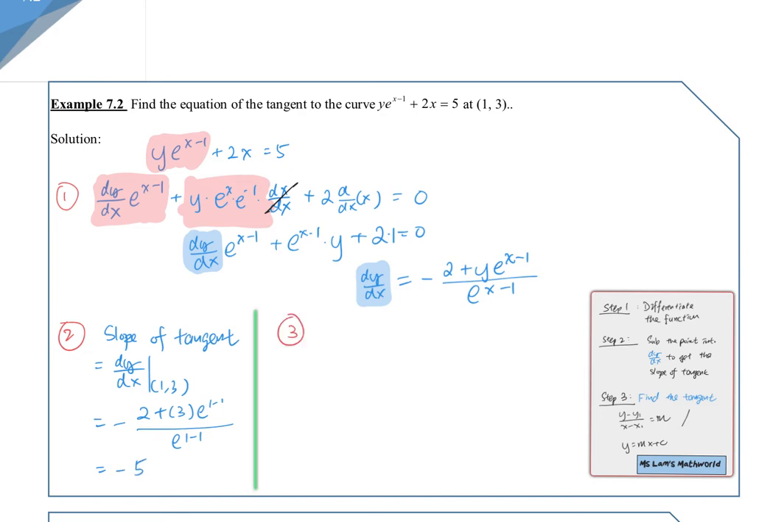Then step 3, we can find the equation of tangent. Again, we use the point slope form. The slope is negative 5. So the point is (1, 3). y minus 3 equals negative 5x plus 5. Then you get y equals negative 5x plus 8.